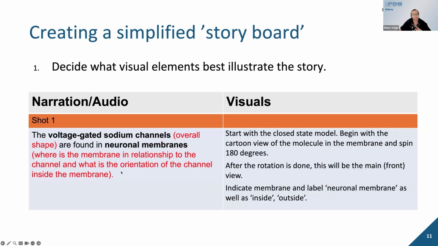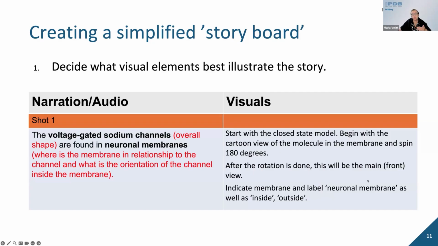So based off figuring out what to show visually, I write a set of instructions for myself. I wrote: start with the closed state model, begin with the cartoon view of the molecule in the membrane, and spin 180 degrees. That will showcase the 3D shape. After the rotation is done, this will be the main front view.